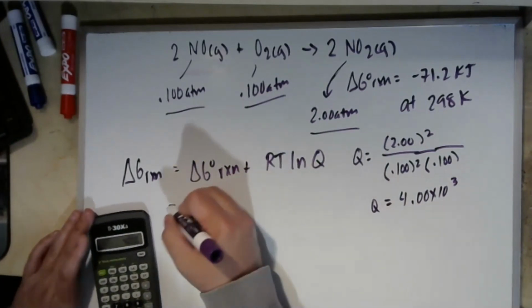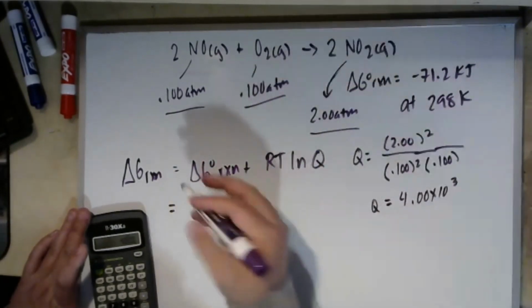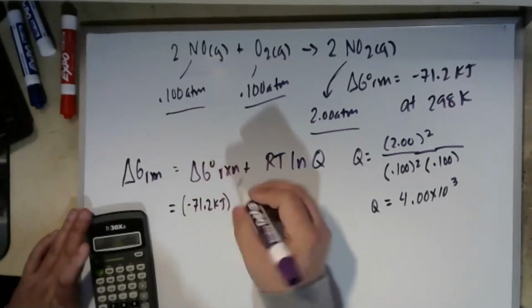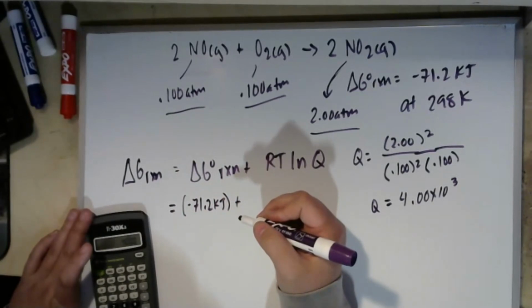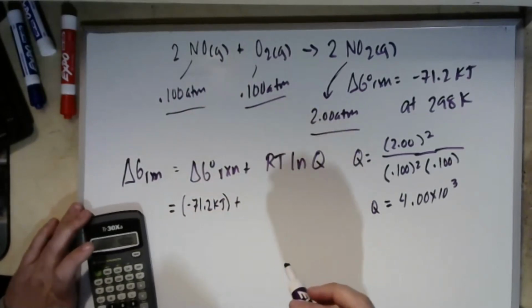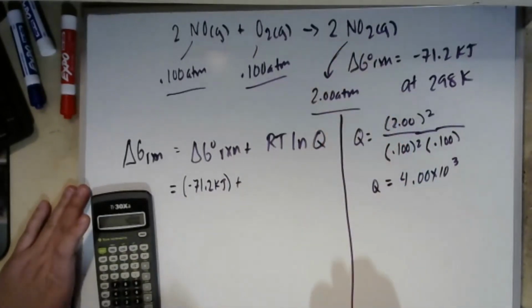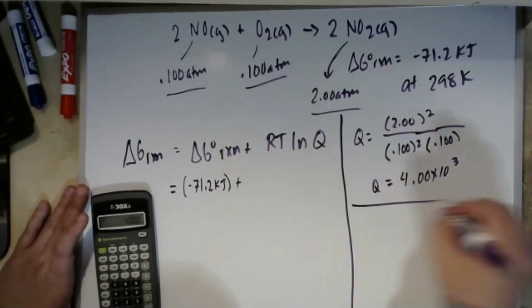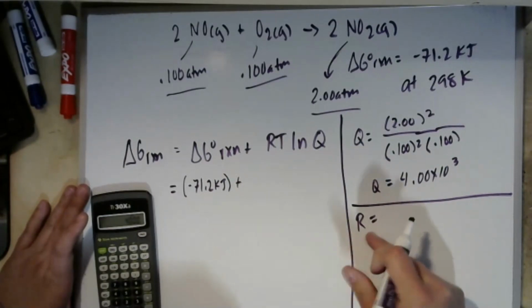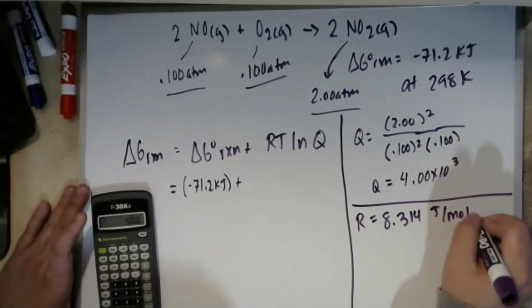Okay, so now to solve for our delta G, we're going to plug in our delta G standard that we were given, negative 71.2 kilojoules, our R value. And I think I mentioned this before in the workshops for sure. I don't know if I've mentioned it here before, but in this chapter, this is a good time when you see this R value. The author of your textbook presents this R value as 8.314 joules over moles times Kelvin.